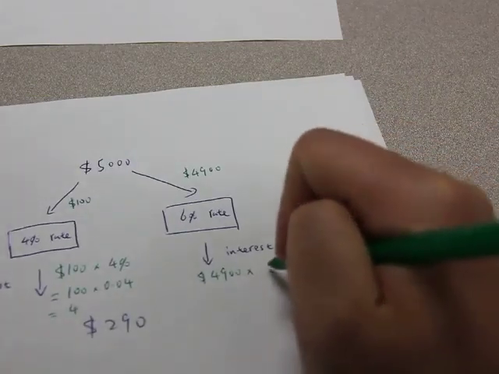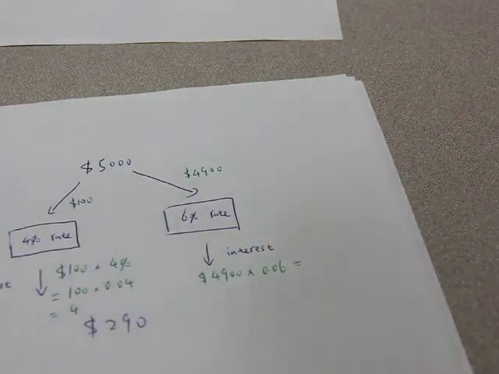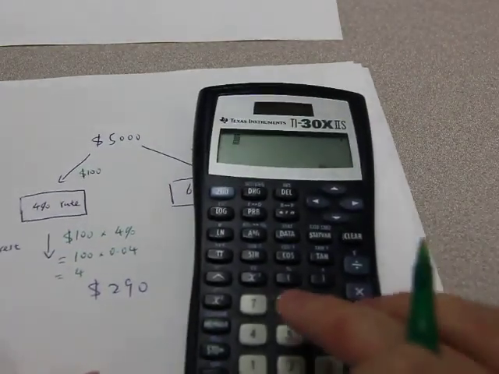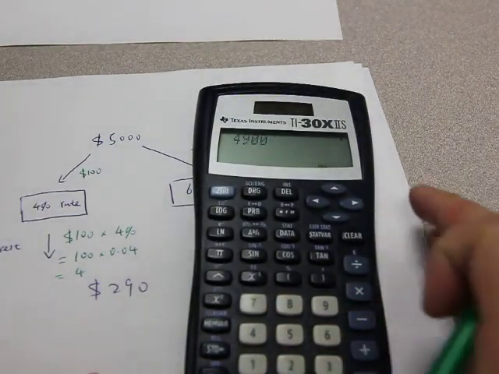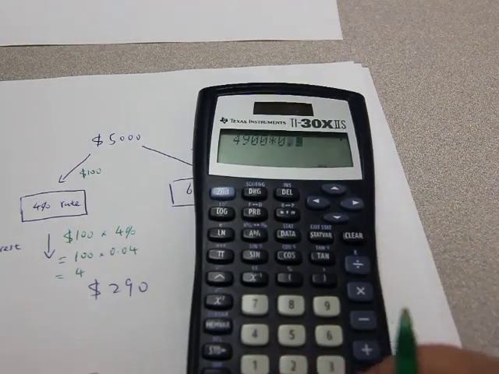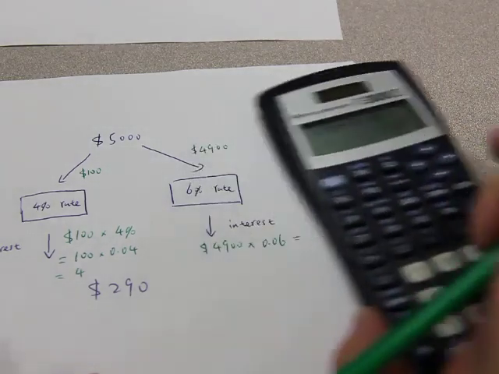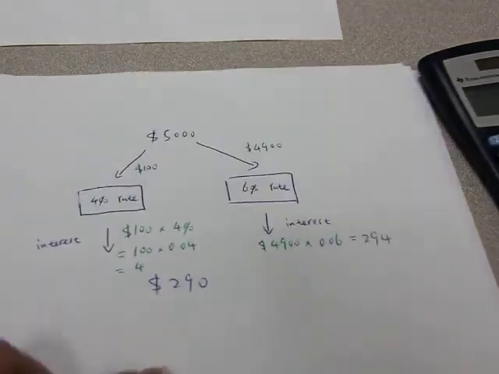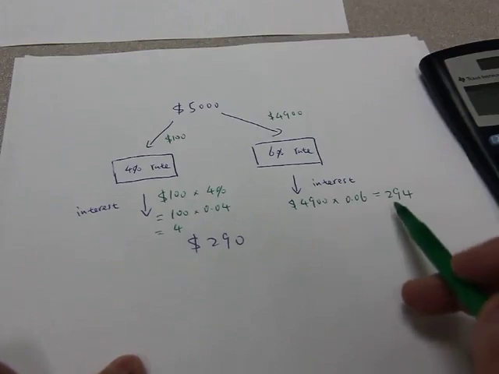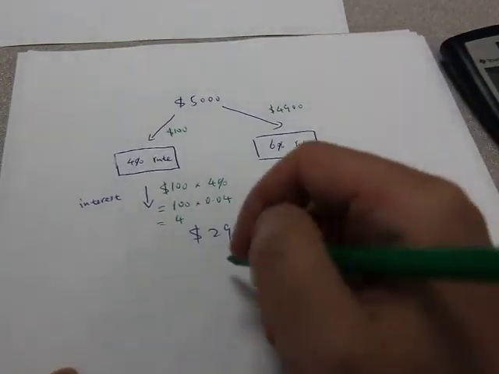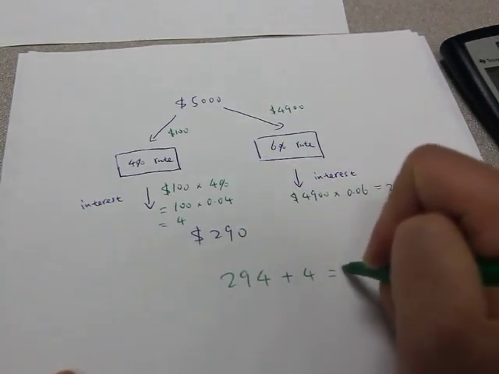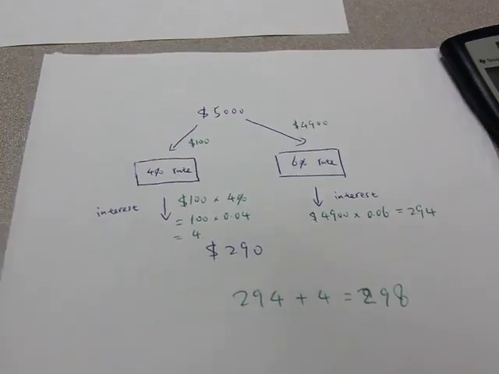And here you will receive 4,900 times 0.06, which equals 294. So the total amount of interest you will make is going to be 294 plus 4, which is 298, right?